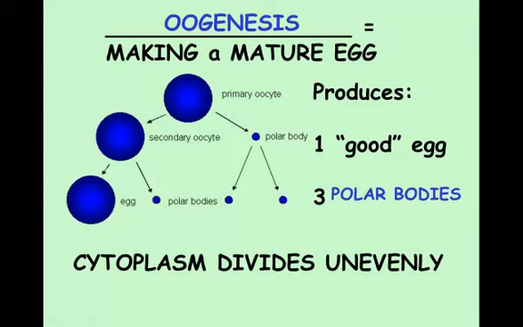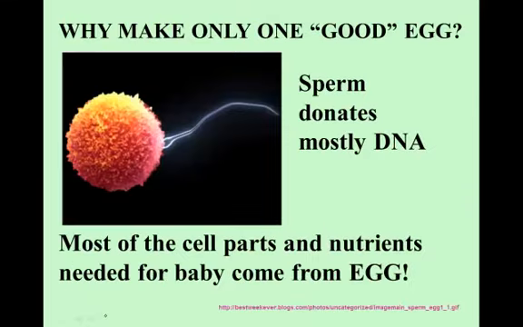The cytoplasm, when we're making eggs, is going to divide unevenly. So we end up with one really, really giant egg cell. It has all the nutrients, all the cell parts, all the best start for our baby, and 3 little polar bodies that are mainly just chromosomes. So think about sperm mostly is donating the DNA. All of the cell parts, all the nutrients are coming from that egg. We're making one really good egg to give the baby the best start.